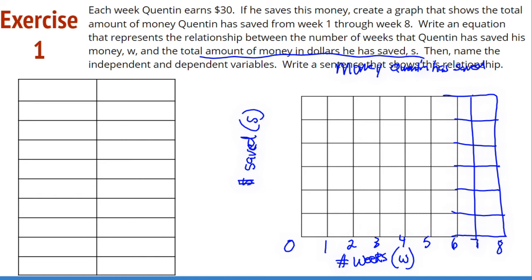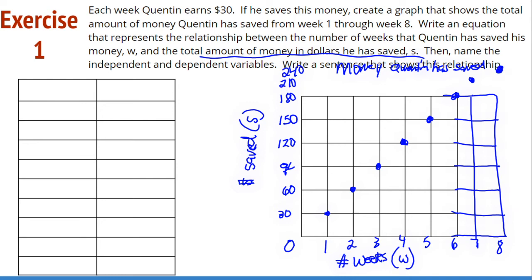All right, now he's earning $30 each week. So 1 week is $30. And 2 weeks is $60. 3 weeks is $90. 4 is $120. 5 is $150. 6 is $180. 7 is $210. It's going to get super squishy here. Hopefully you had more room on your paper than I have on my board here.